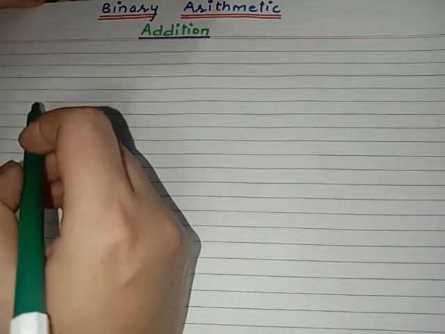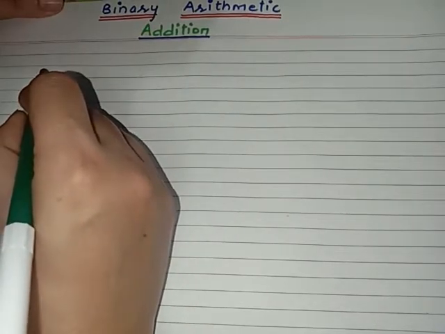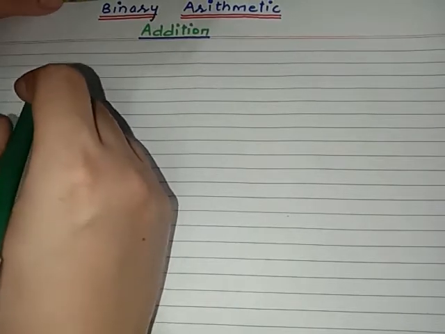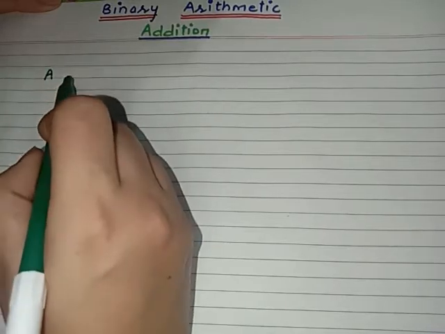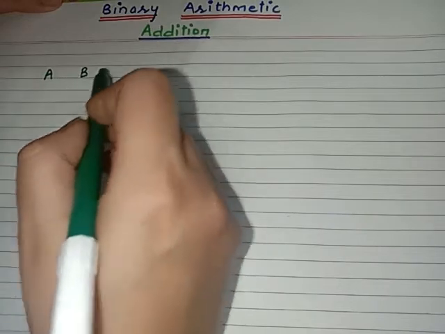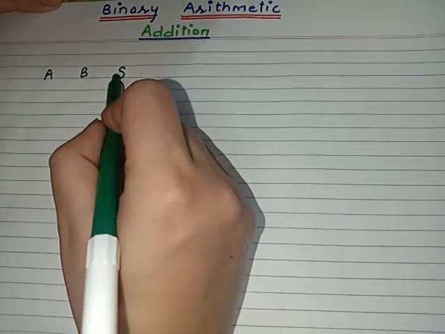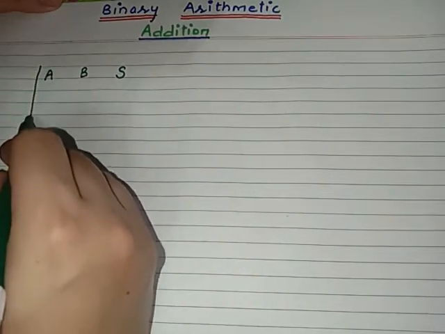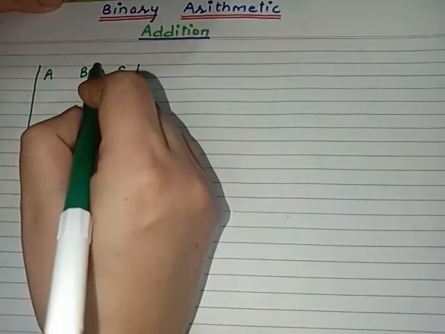The very first rule: suppose we have two numbers, a and b, and we have to add those two numbers. Suppose we add number a to number b, and the addition, or the sum, of the two numbers will be denoted as s, that is, the sum.